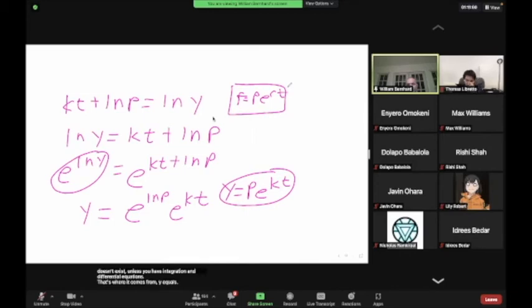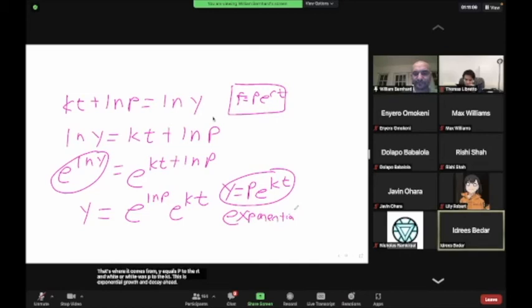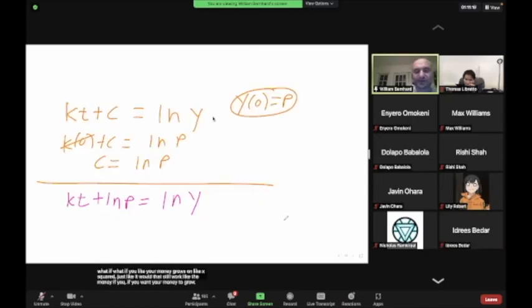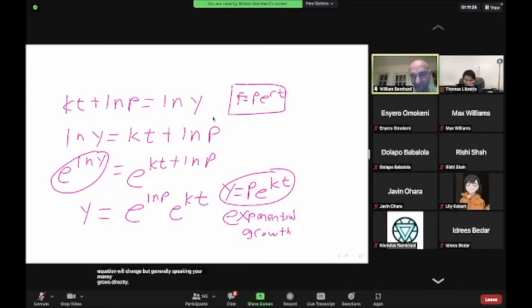y equals P e to the rt and y equals P e to the kt. This is exponential growth and decay. Go ahead. What if your money grows at like x squared? Would that still work? Well, if you want your money to grow directly proportional to itself squared, then the equation will change. But generally speaking, your money grows directly proportional to itself, which is why we often use Pert for compounding interest continuously.